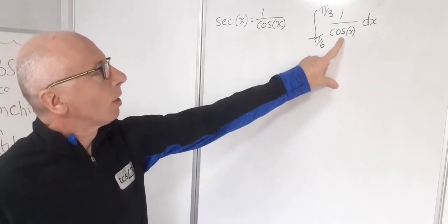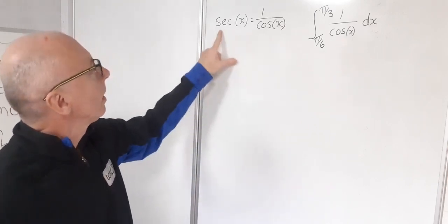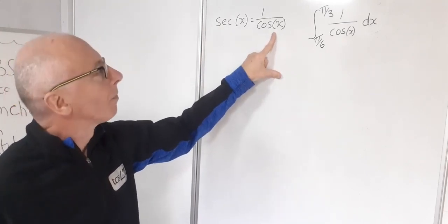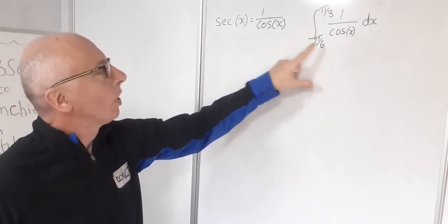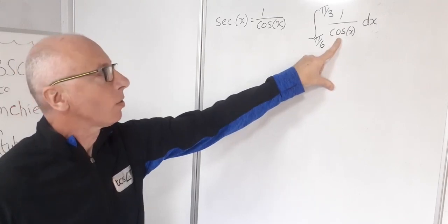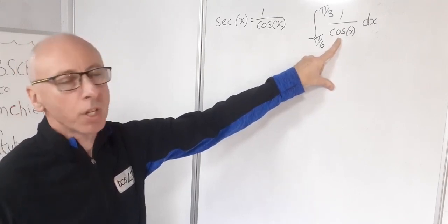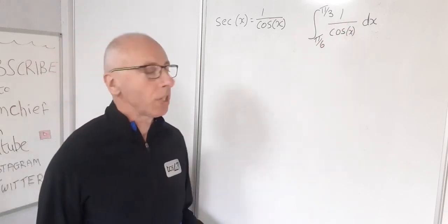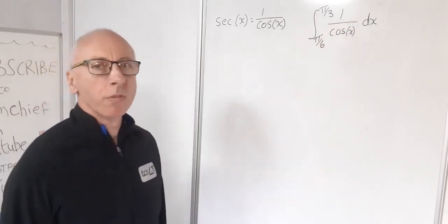Now, the next thing we know is 1 over cosine of x is secant of x. So those two are equivalent. Now, we're not going to be able to just integrate cosine of x because I'll end up with some sine function, and that's not going to work here because it's a reciprocal. So we need to do some sort of u substitution.